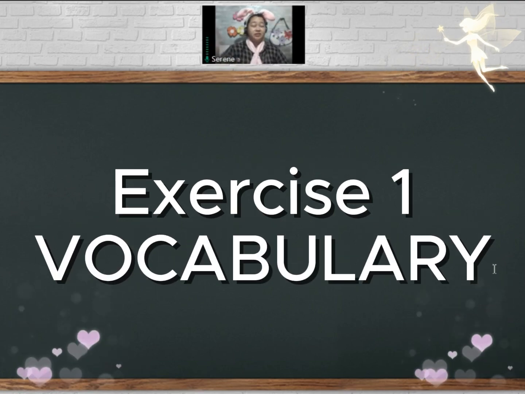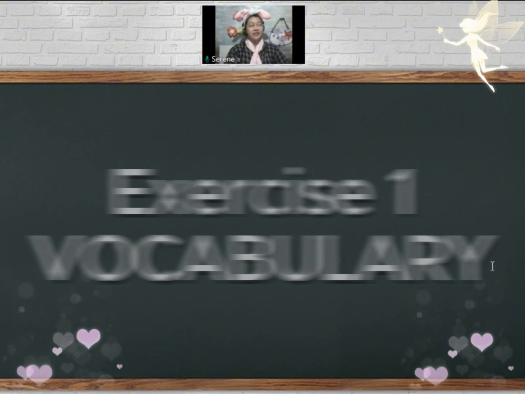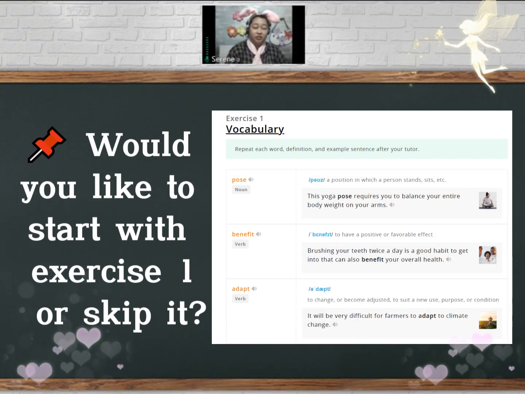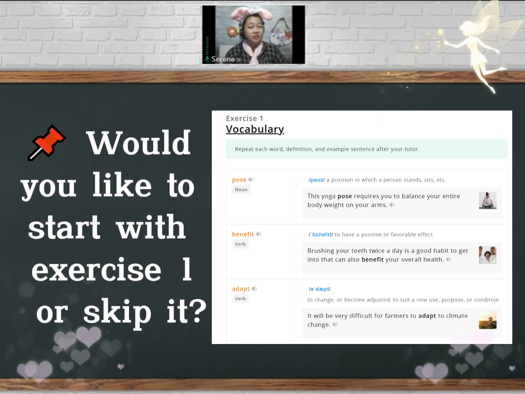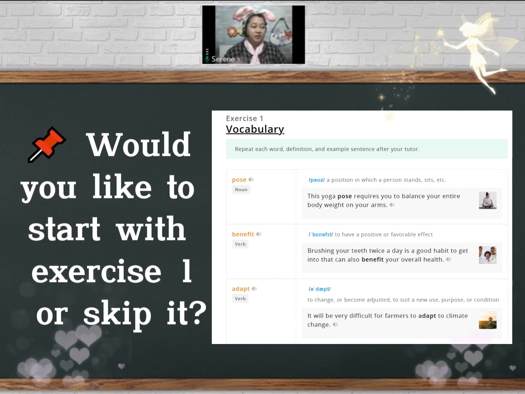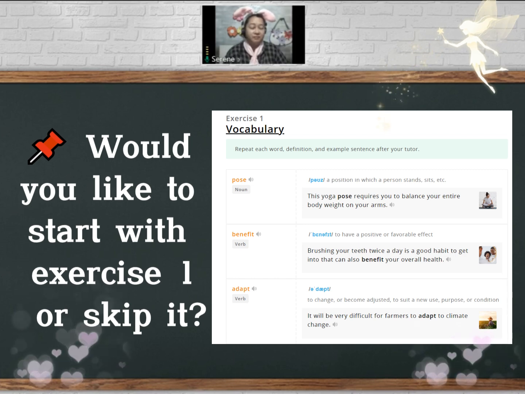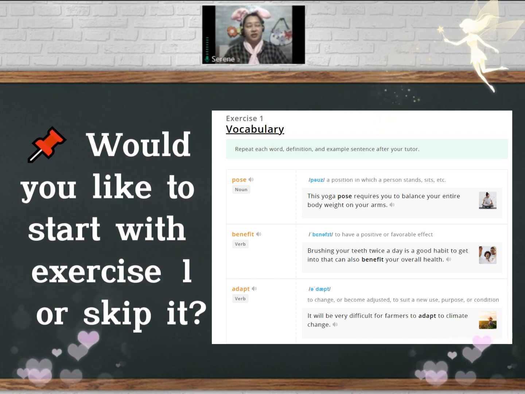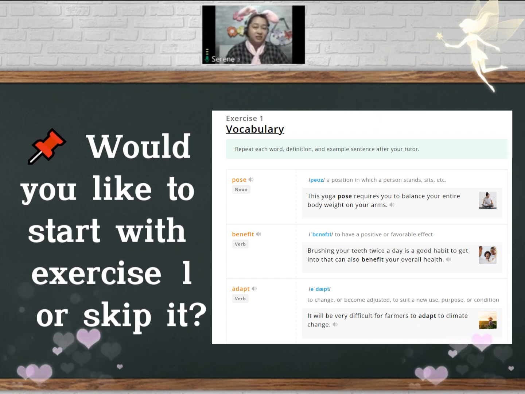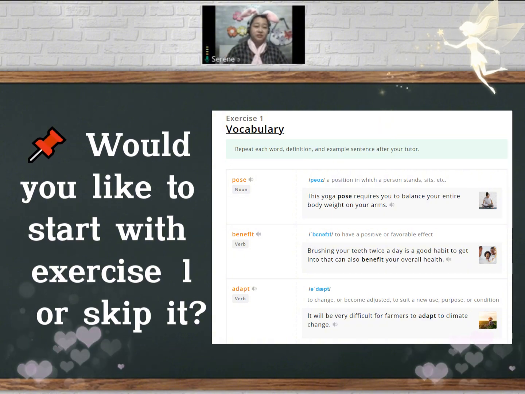Now, for the vocabulary, these are the questions that you should ask. First, would you like to start with exercise one or skip it? Sometimes, if the students are advanced level already, they usually skip the vocabulary part. So they go on to the article. But for the demo lesson, they usually don't skip exercise one. So you may ask, would you like to start with exercise one or skip it?